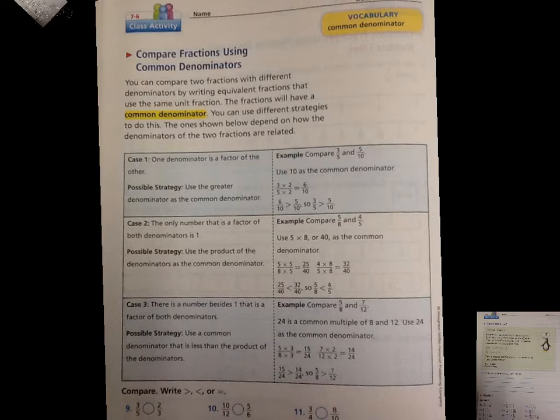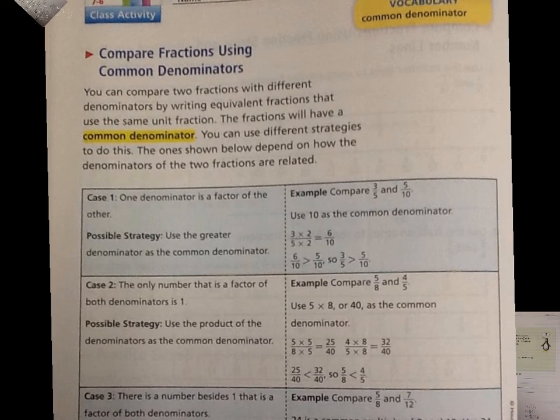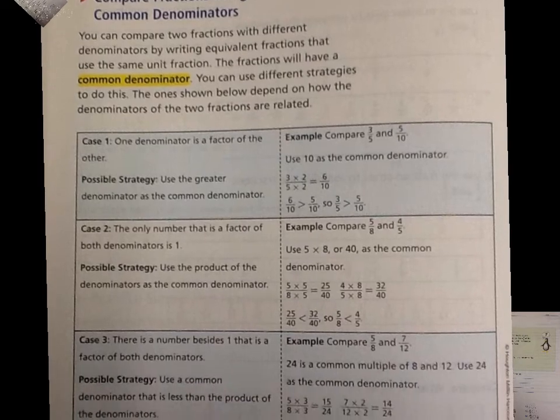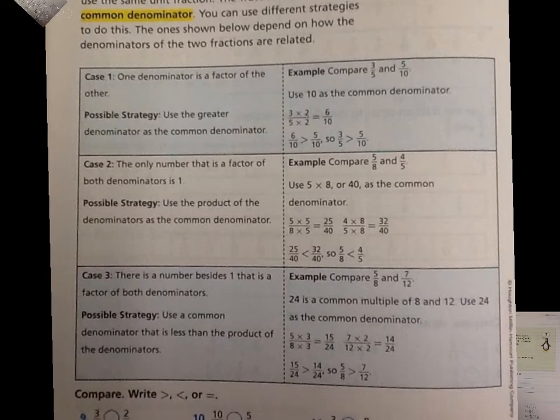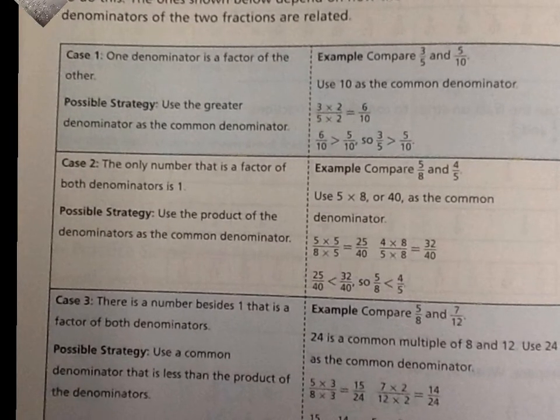Alright, so it says you can compare two fractions with different denominators by writing equivalent fractions that use the same unit fraction. The fractions will have a common denominator. You can use different strategies to do this. The ones shown below depend on how the denominators of the two fractions are related. Alright, so in the first case, if one denominator is a factor of the other, notice the two fractions we're using have denominators 5 and 10. Well, 5 is a factor of 10.